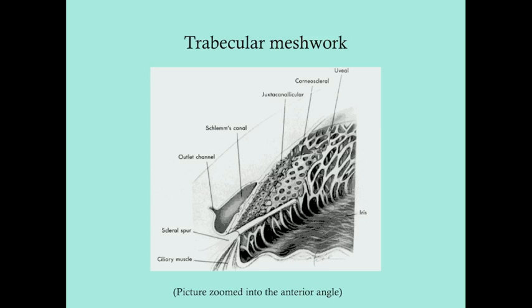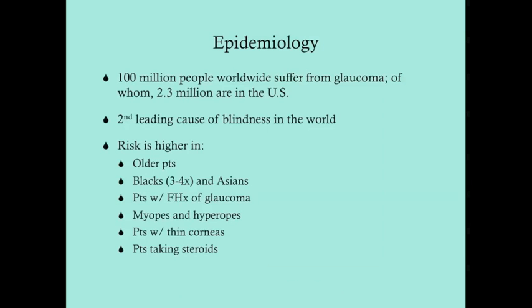So here's the trabecular meshwork here, just kind of zoomed in. So what we're really zoomed in on here is this little portion right here. And the trabecular meshwork is just a mass of tissue that has these little fenestrations in it. Ultimately, it drains into Schlemm's canal, which will then drain into a vein. And that's how you drain out your aqueous.